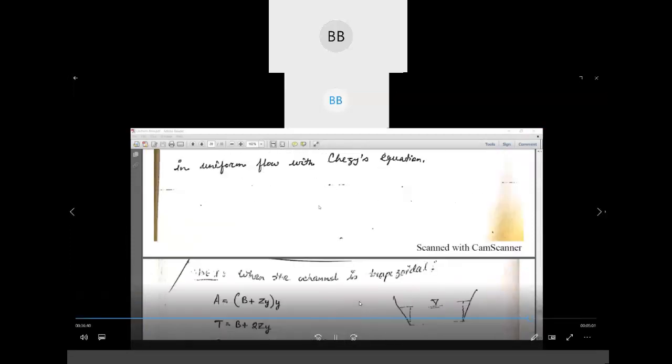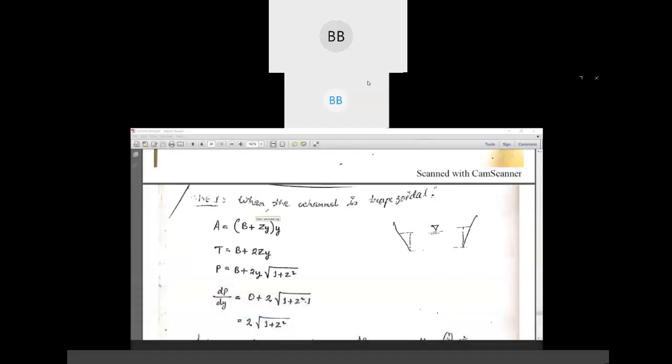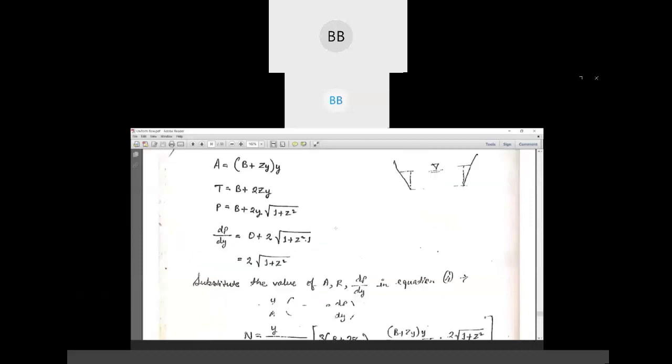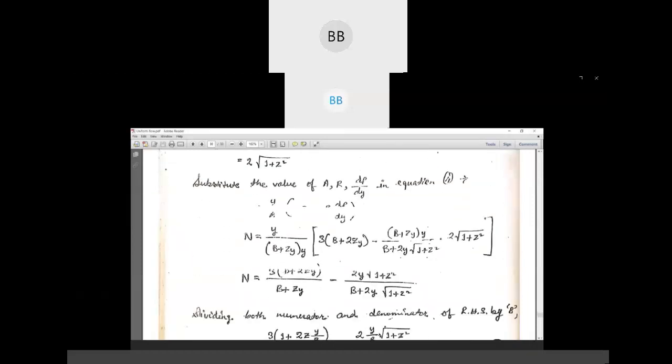General equation, then you can also see, when the channel is trapezoidal, then our area equation, top width again, this is your b plus zy. We have already discussed those things. So it will be b plus twice zy, top width, wetted perimeter. Then if you differentiate the wetted perimeter, you will get this expression for the trapezoidal channel, and then we can also find an expression for the trapezoidal channel using Sedge's equation.